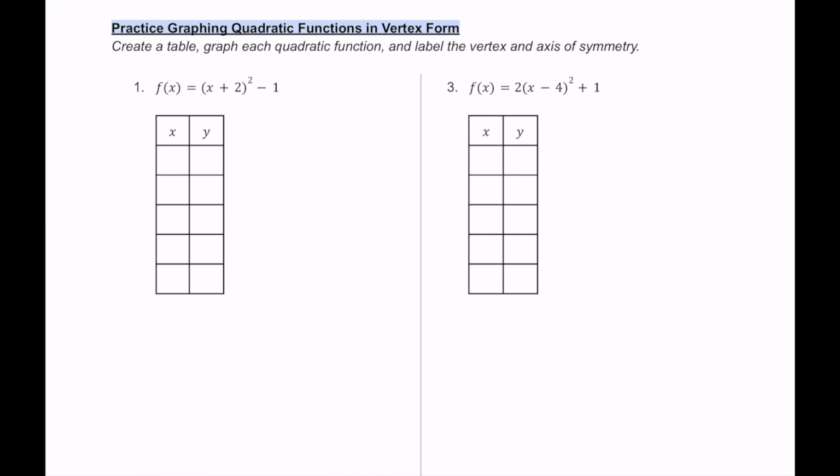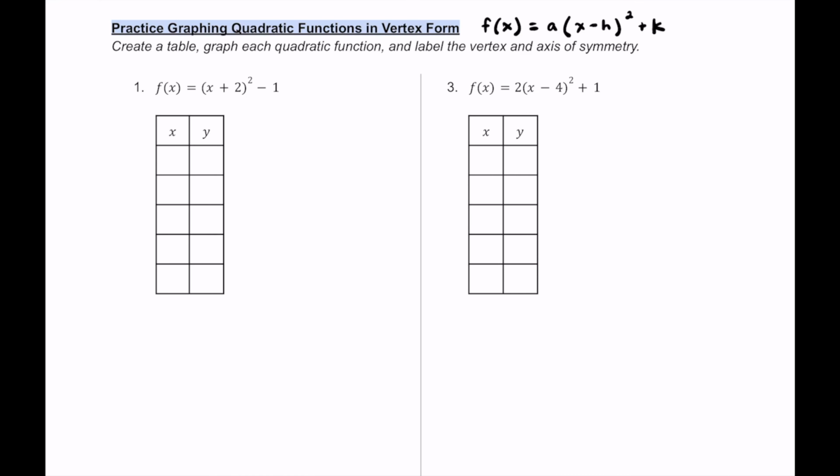Let's practice graphing some quadratic functions that are written in vertex form together. Before we get started, it's important to know what vertex form is. We have f of x is equal to a, a number in front, multiplied by the quantity of x minus h squared, and then we add k on afterwards. Now this x and f of x are really just x and y coordinates on this function.